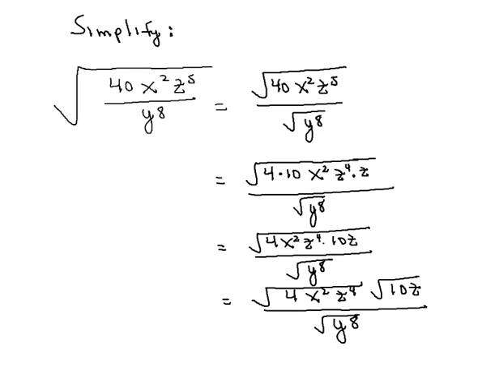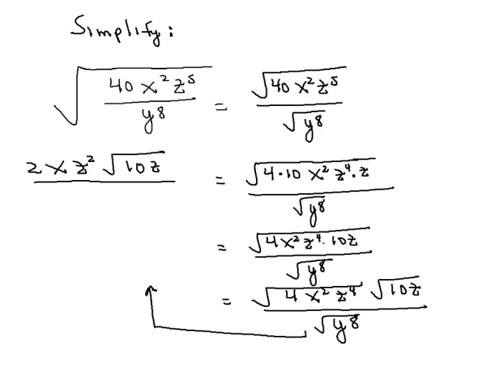So now if we come back over here to write our final answer, taking all the perfect square factors out, we'll end up with 2x z squared times the square root of 10z, all divided by, and that denominator is a perfect square, so that will be rewritten as y to the 4th power. And we can see that there's really nothing to cancel here in terms of reducing the fraction any further. So then our final answer will be this.